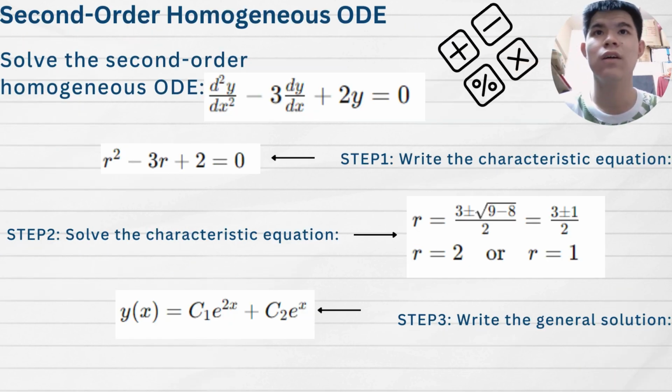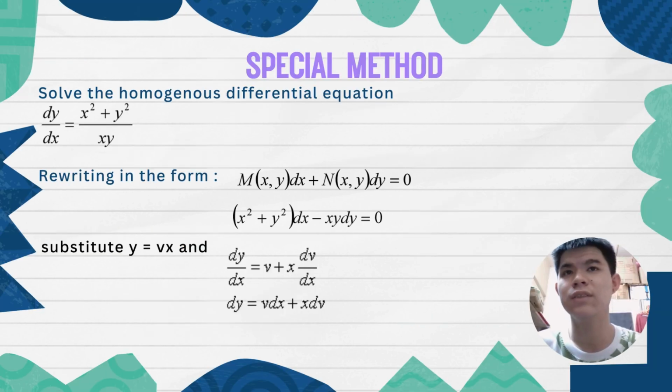For the second order homogeneous ODE, we need to write the characteristic equation, solve the characteristic equation, and lastly write the general solution. Sometimes we can use a special method to solve the homogeneous differential equation. For example, we can rewrite it in the form of M(x,y) dx plus N(x,y) dy. We can also substitute y equal to vx and dy over dx equal to v plus x multiplied by dv over dx, so that we get dy equal to v dx plus x dv.